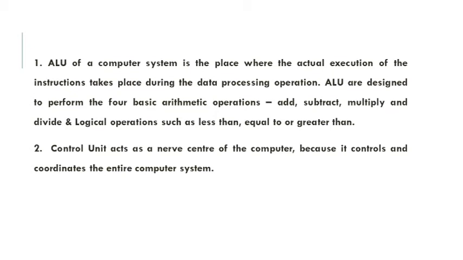And basically we have four major operations for the ALU. They are add, subtract, multiply and divide. And also the logical operations such as less than, equal to, or greater than. So these are some important aspects regarding the ALU. Then we have the CU, which is the control unit, and the control unit acts as the nerve center of the computer because it controls and coordinates the entire computer program.